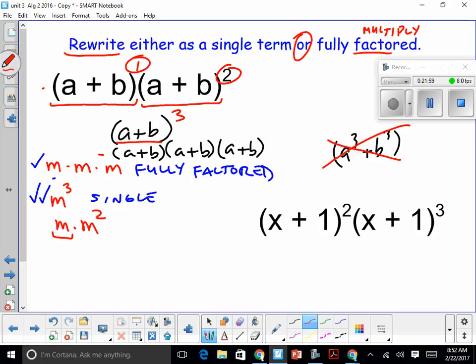So this is standard 1. This is one of the 2 problems I want you to have for sure, because it's not so hard if you know what they're asking you. They'll use math words, fully factor, single term. But they're just saying, how many of these things do you have?